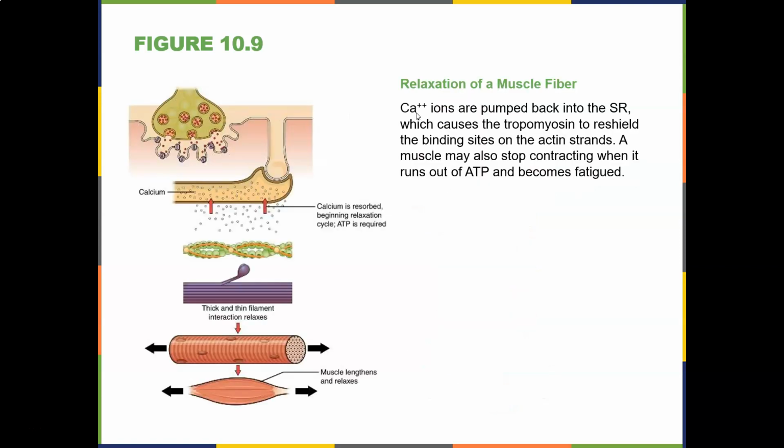Now, how do you relax? Calcium ions are pumped back into the sarcoplasmic reticulum, which causes the tropomyosin to reshield the binding sites on the actin strands. A muscle may also stop contracting when it runs out of ATP and becomes fatigued. So no mitochondria, no ATP, then it becomes tired, and that's why you can get cramps, or you can just totally relax. Okay, so muscle relaxers can work this way.